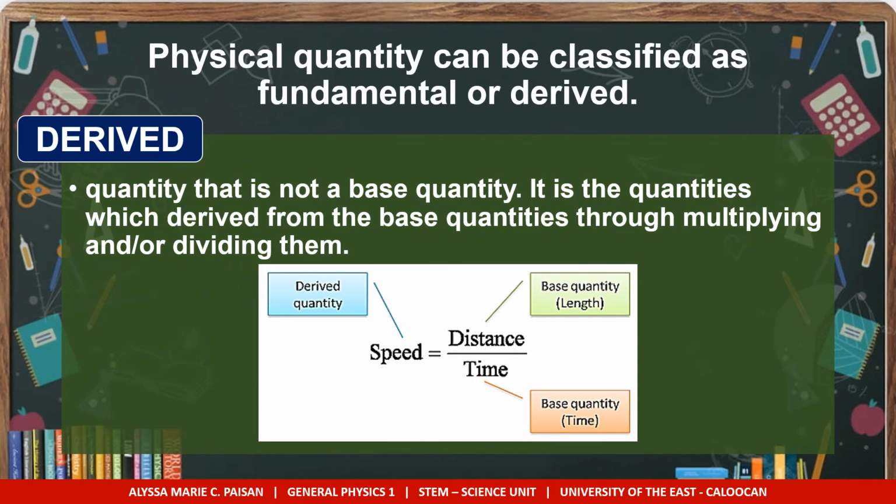This means that there are three ways in which derived quantities may be formed. Number 1, through multiplication. Number 2, through division. And number 3, through multiplication and division at the same time. Let me give you examples for each of the three ways.